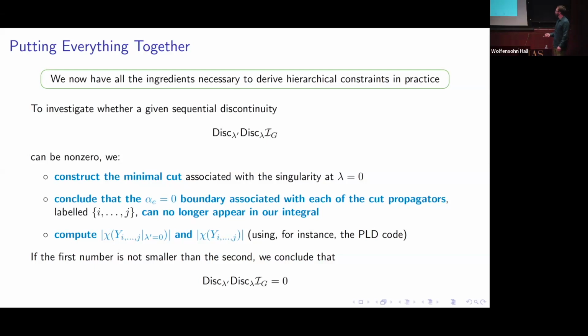And then we will compute the Euler characteristic for that modified space that I defined earlier, both before and after taking the limit where the second potential discontinuity surface lambda prime equals 0 exists. For instance, we can do this using a modified version of the PLD code. And if these two numbers are the same, we can conclude that this double discontinuity must vanish. In fact, nothing about this procedure requires me to take these two discontinuities in immediate succession, so we can conclude that this more general statement holds where I allow myself to take any sequence of discontinuities before these two.